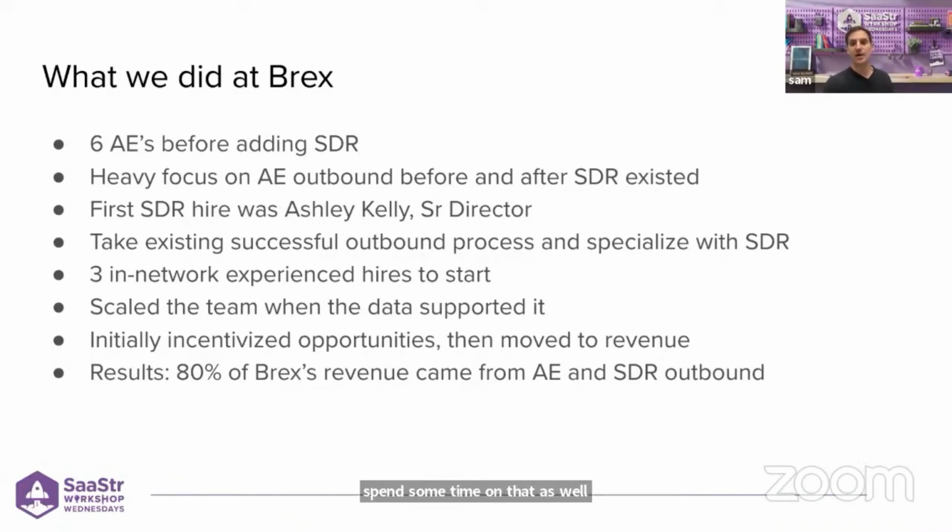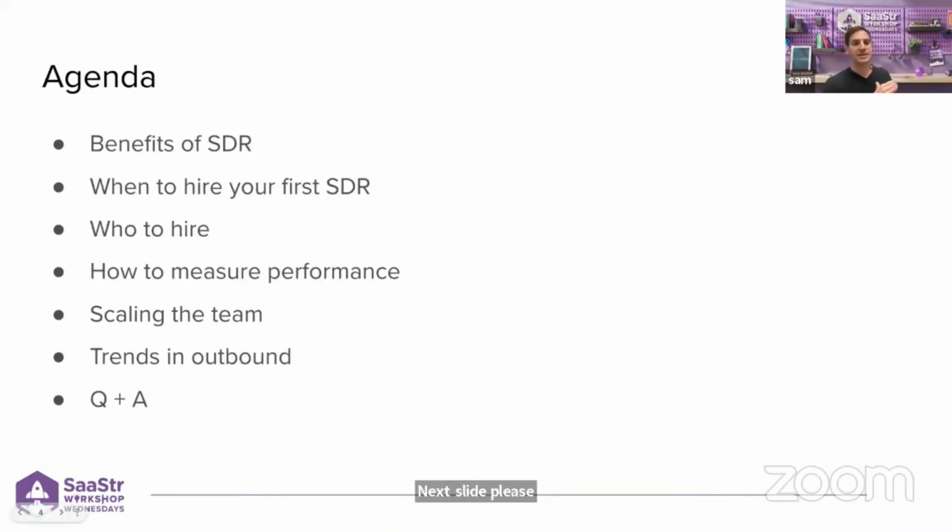And then the last thing around what we did at Brex, on just providing some context here from a results standpoint, 80% of Brex's revenue came from outbound, both AE and SDR. And that mix shifted over time. Of course, when we were 6 AEs and no SDRs, 100% of our outbound revenue came from AE. And over time, we actually got it to where on a per rep basis, SDRs were generating more revenue than the AEs. And so the makeup of that revenue shifted over time, but a large chunk of Brex's revenue came from sales outbound.